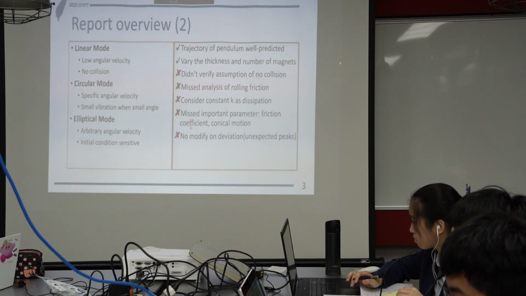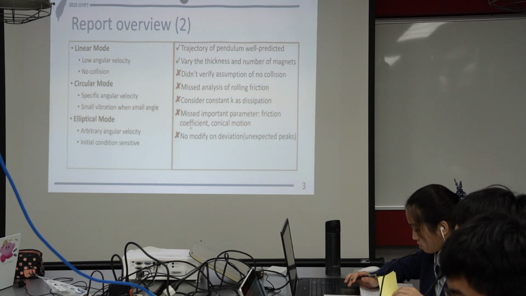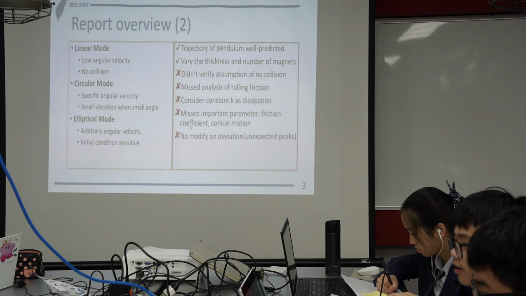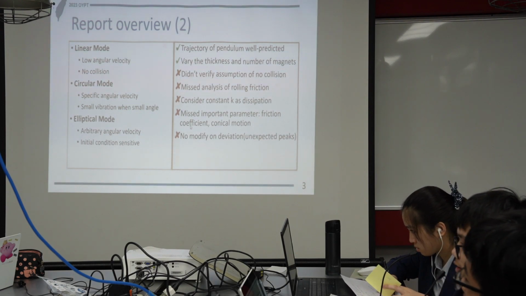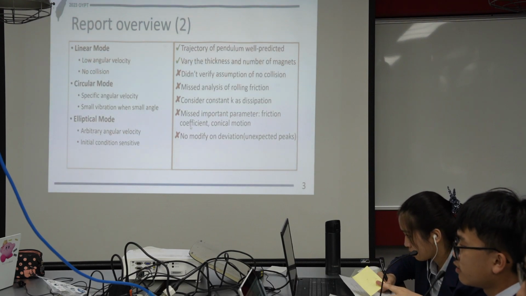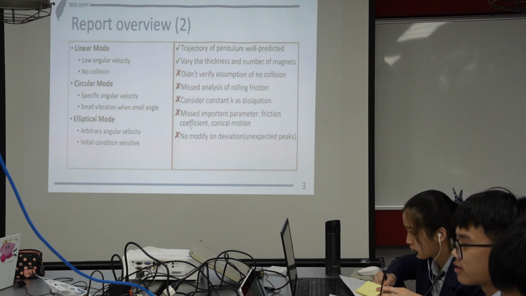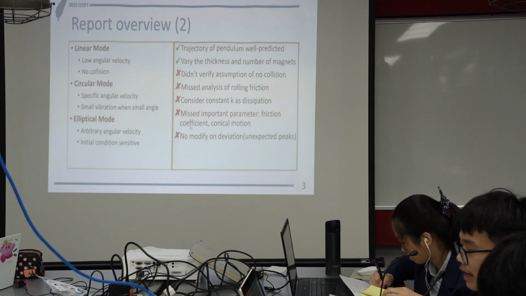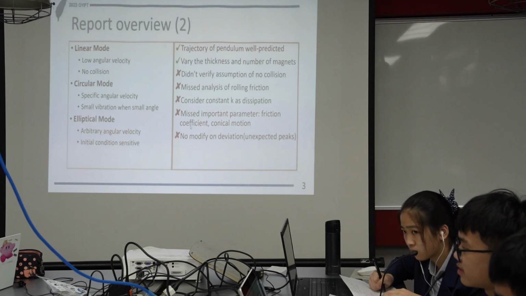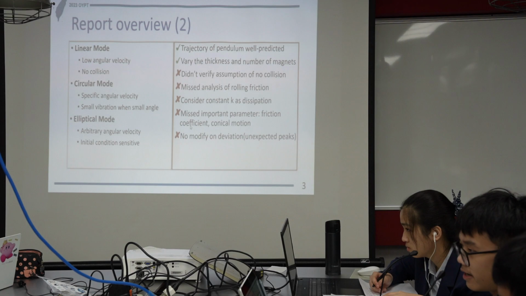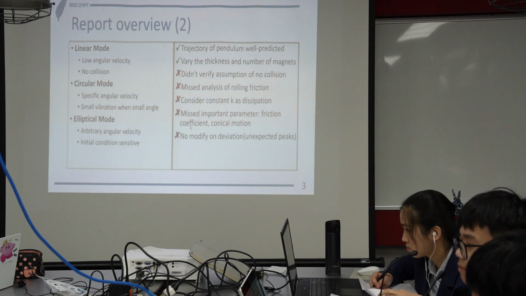For the experiment parts, we believe that we can divide it into linear mode, circular mode, and elliptical mode. The linear mode is with low angular velocity. However, in the reporter's report, no collision was found because of the deviation of initial conditions. And for circular mode, we believe that there is a boundary that I mentioned that gives it a specific angular velocity. The theta angle will not significantly increase or decrease in the initial part of the phenomenon.